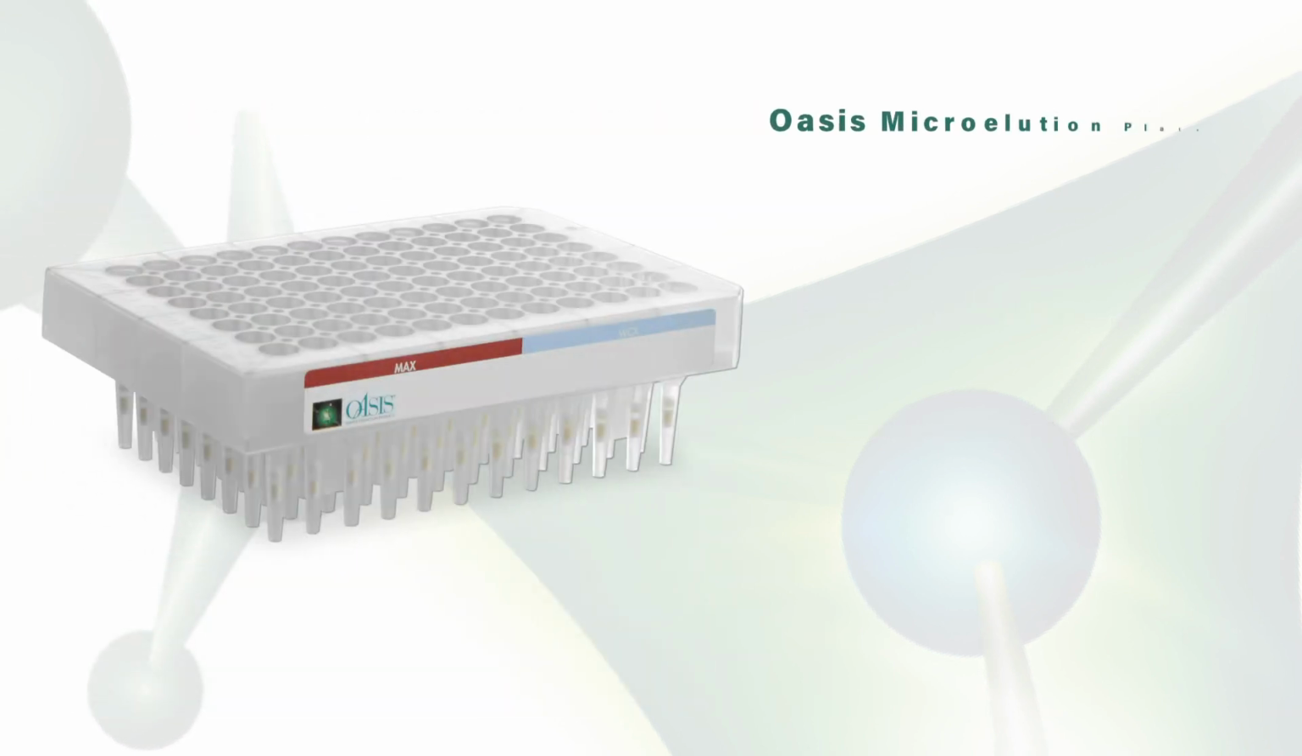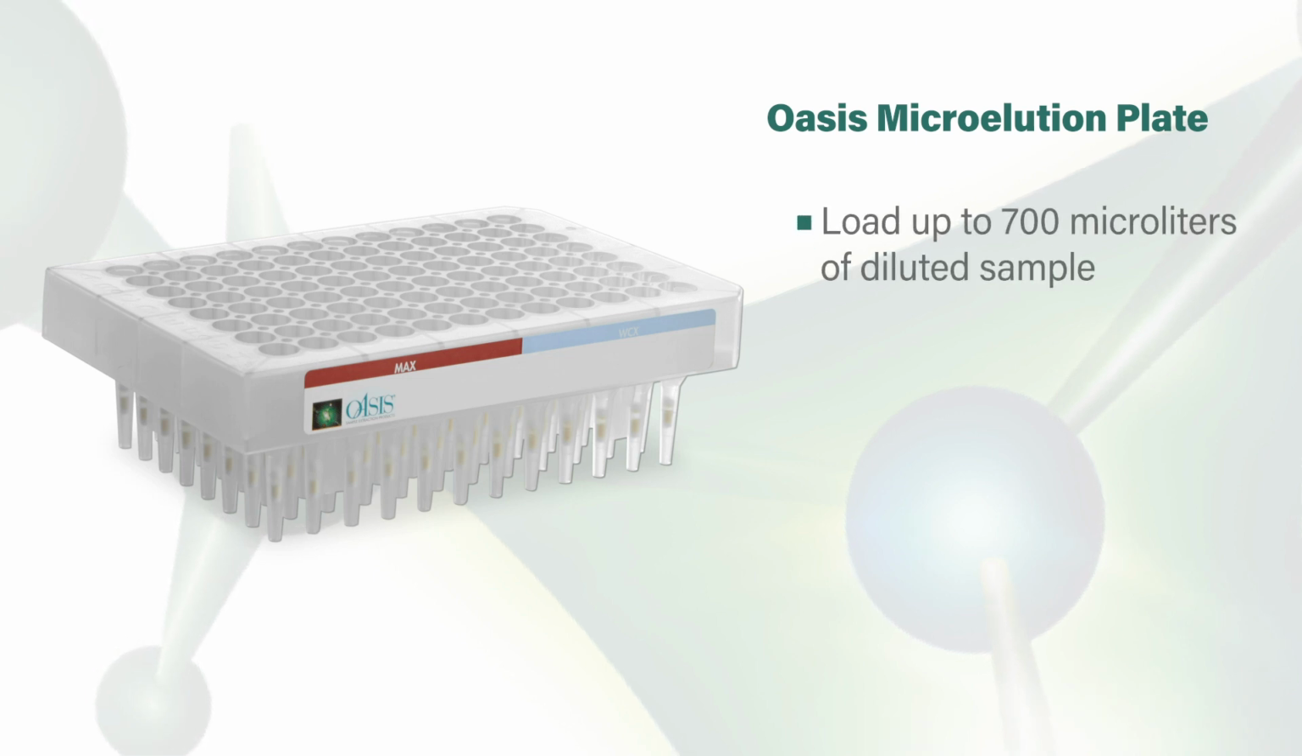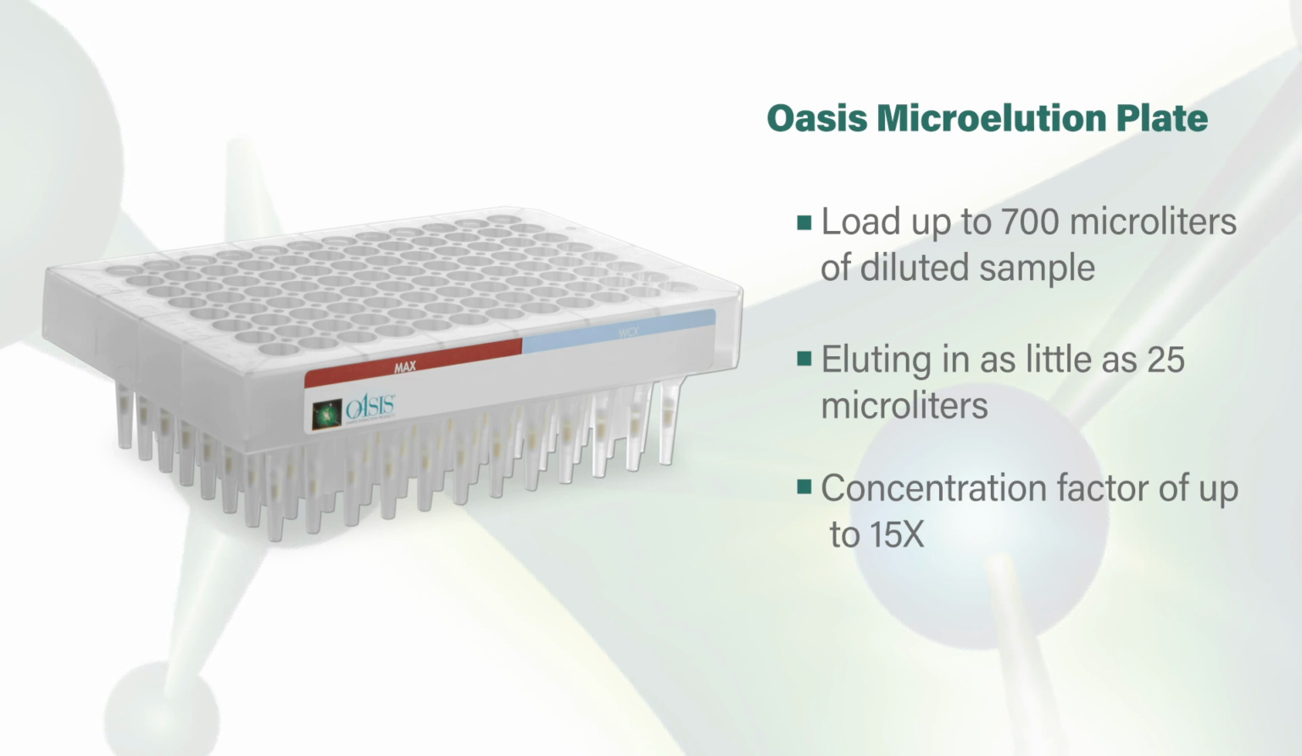We start with a peptide separation technology Oasis microelution plate. These plates are a patented design that allows you to load up to 700 microliters of diluted sample while eluting in as little as 25 microliters. This enables a concentration factor of up to 15 times, critical when sensitivity is a challenge.